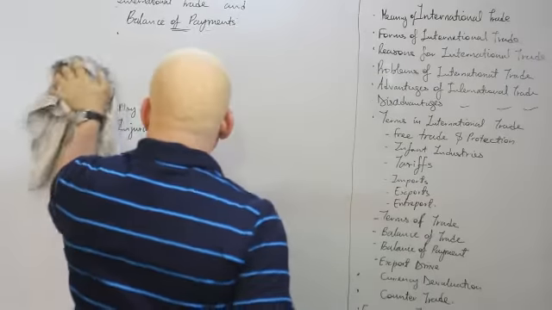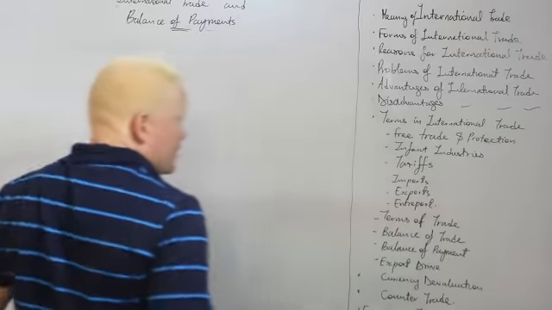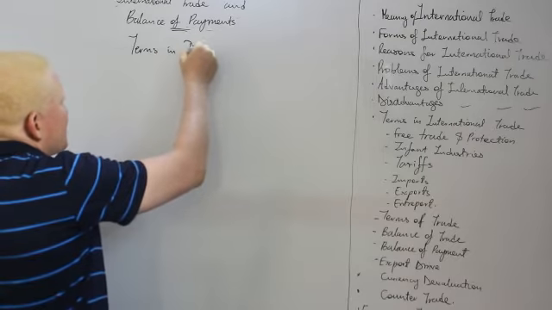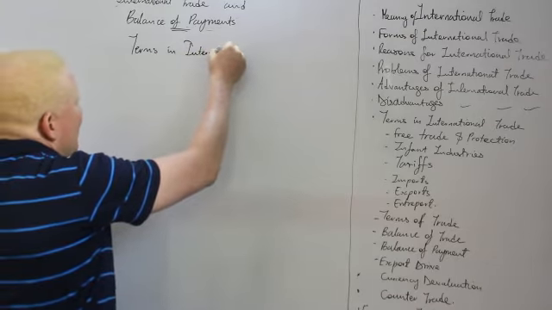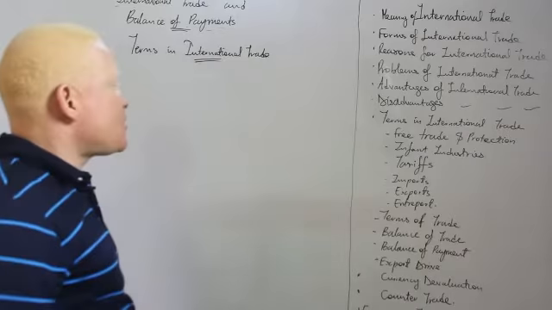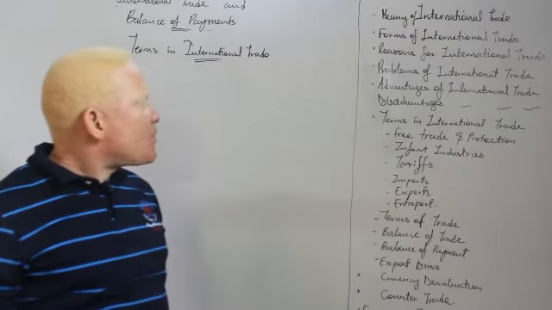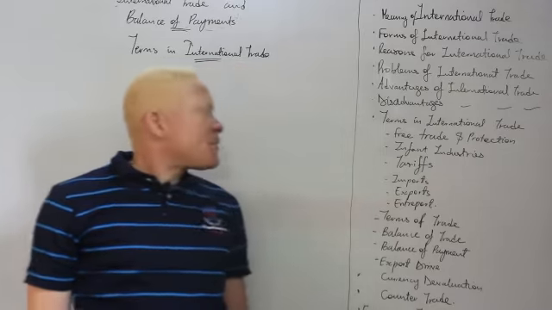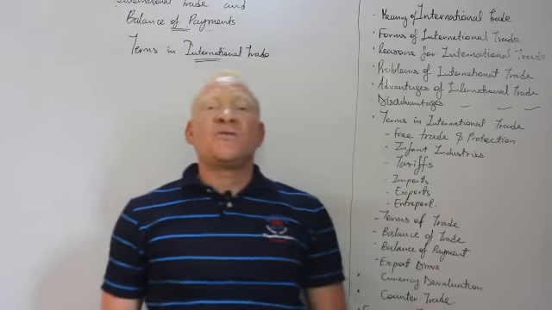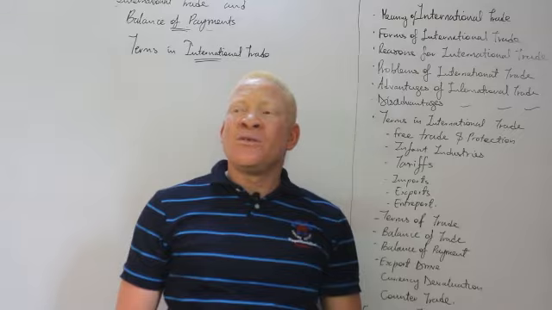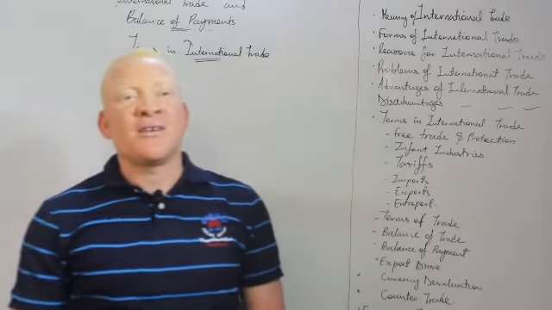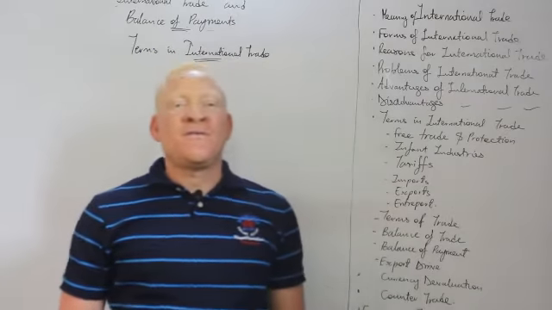Now, moving down to the next point, we look at the terms in international trade. I think we've mentioned quite a few here. On that place, we have the free trade and protection. Free trade is actually a situation whereby a country leaves its borders open with no form of restriction, both for goods that are coming in and goods that are going out of the country. So we call that free trade.